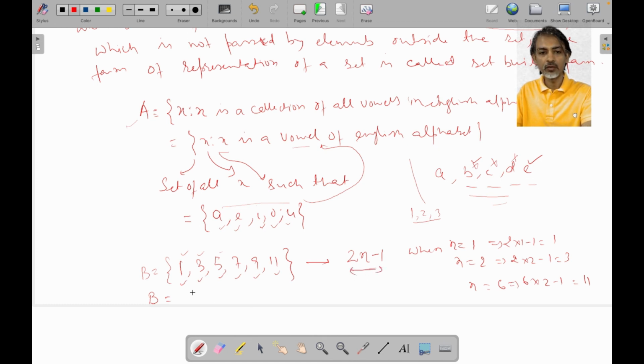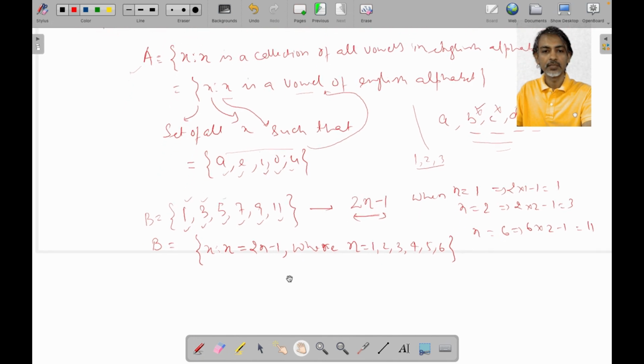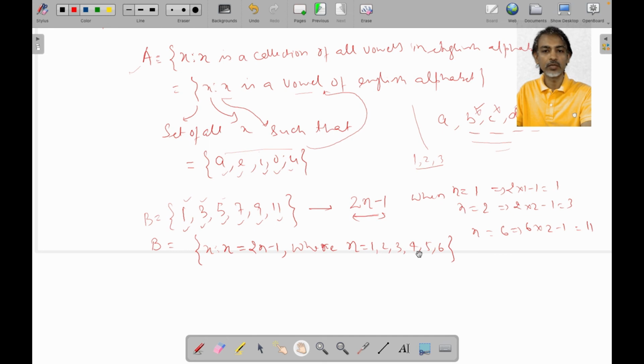Now what all do we have to do? We just have to write it in this format, wherein we will start: set of all x such that x is what? x is equal to 2n minus 1. Alright, what is n? We have to define. So there is one way to write it: you can write where n equals, say, 1, 2, 3, 4, 5, 6. Right? So now you have defined a set wherein there is a common property, and you have also defined that n equals 1, 2, 3, 4, 5, 6.